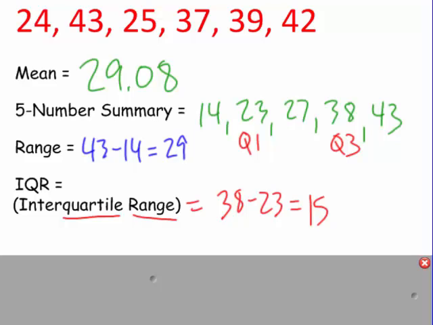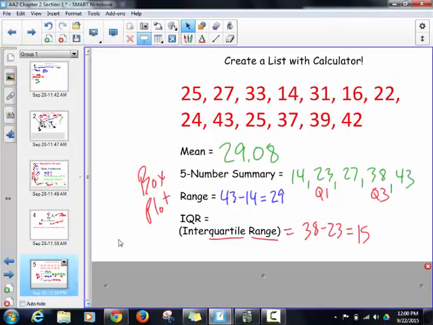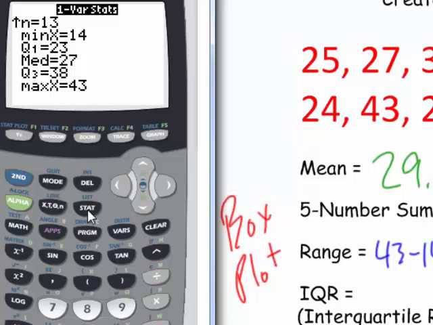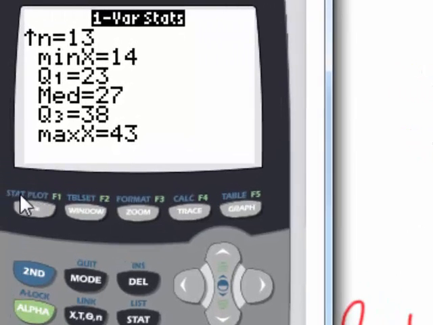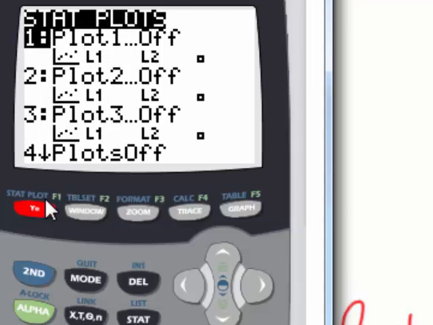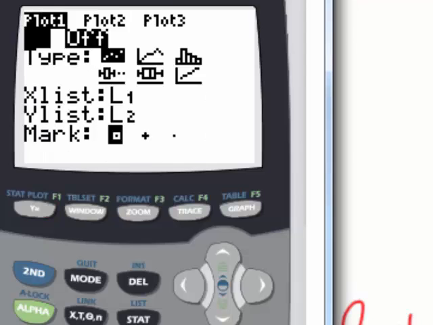Remember we said that with the 5-number summary, we can make a box plot? So let's go ahead and make a box plot with our calculator. All right, so we already have our list in there, so that's good. Now to create a statistical graph, they have this thing called stat plot up here. So I got to hit second, and then y equals to get that stat plot. And then everything else should be off, but we want to turn one of these on. So I'm going to go into plot 1, and I need to turn it on. This just basically says I can graph up to 3 different plots. So I got it on now.